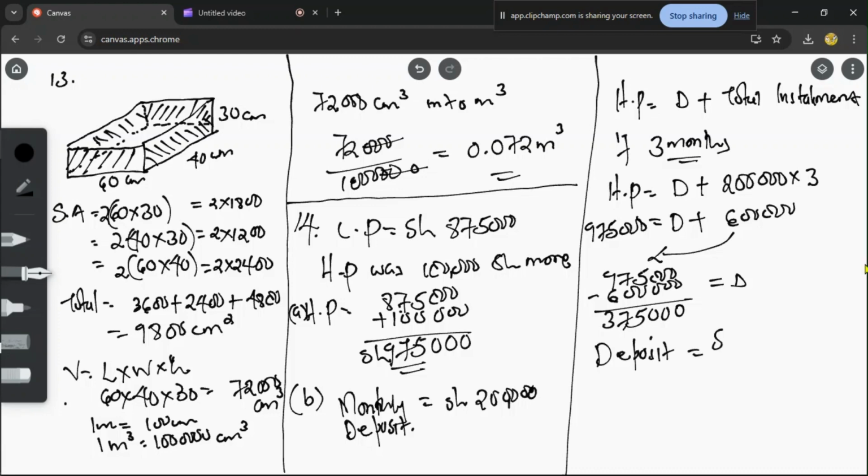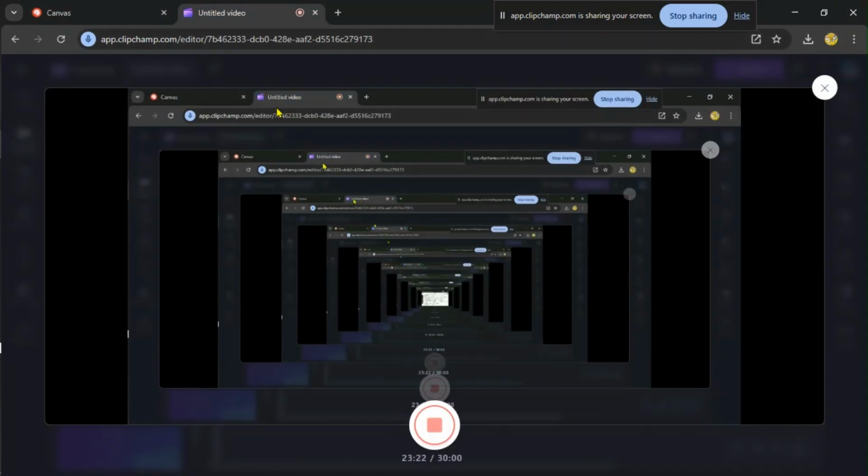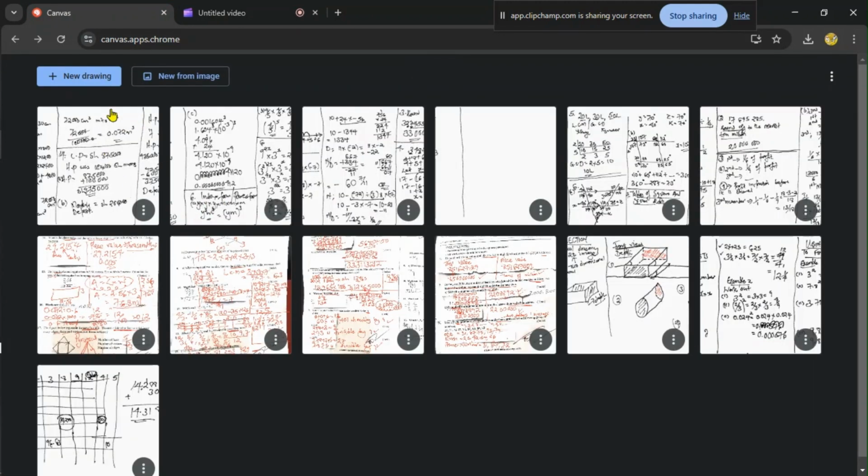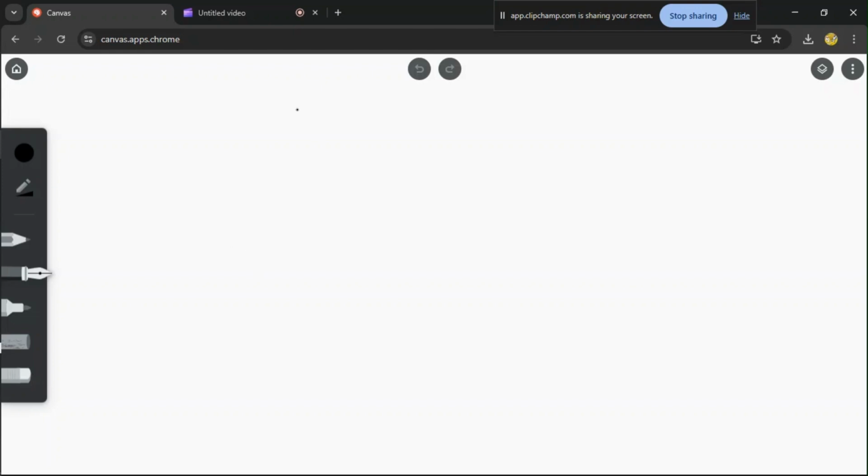So that you have shillings 375,123 as the deposit. So that was in case we had the period of 3 months. I said that there was a concern, but if the question was like that, then we will be able to solve it that way.